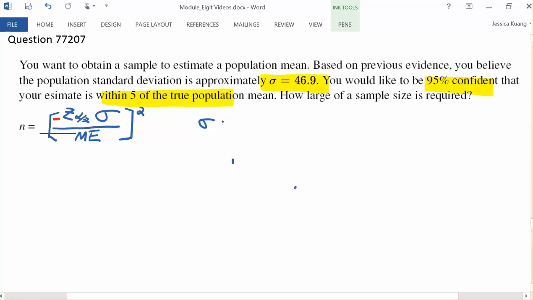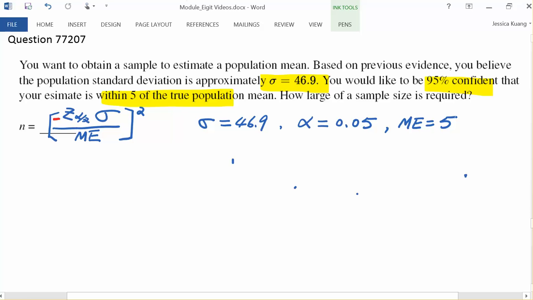Here we know sigma is 46.9. And I would like to construct a 95% confidence interval. Keep in mind that means alpha equals 1 minus 0.95, so it's 0.05. You always make sure the sum of alpha plus the confidence level converted to decimal equals 1. So this is how you come up with alpha. And the margin of error should be 5.